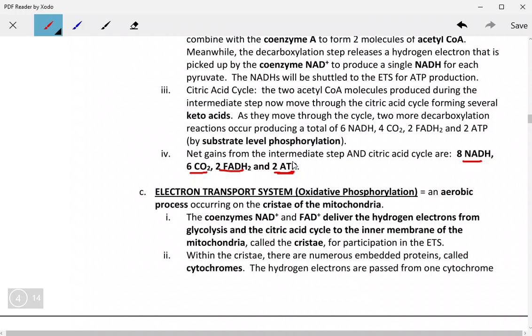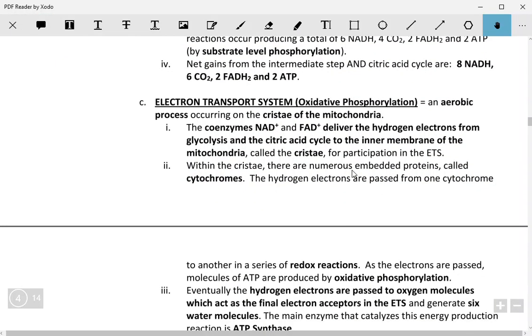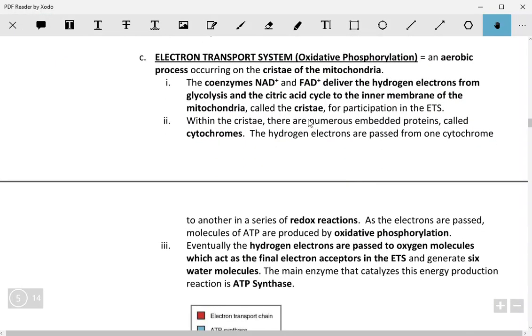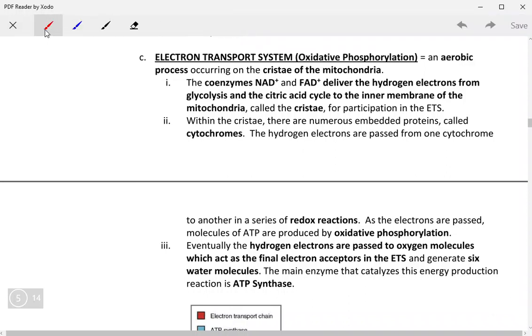Okay? All right. The third stage of cellular respiration is the electron transport system. The electron transport system. And this process involves something that we call oxidative phosphorylation. Oxidative phosphorylation is how we make ATP in the electron transport system. Keep that in mind. This is an aerobic process. Okay? It requires oxygen.